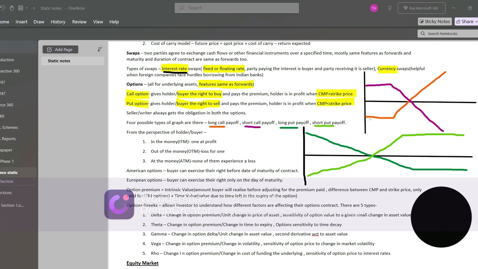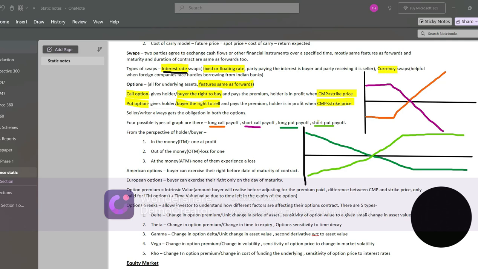And this is the premium. Even if the current market price doesn't go that high, if he is buying at the strike price, or even if the current market price goes very low, the maximum loss for him will be this premium paid, because then he can just pay the premium and not continue with the contract.